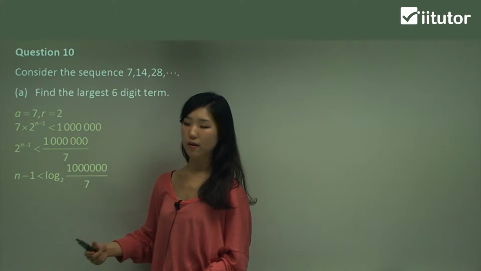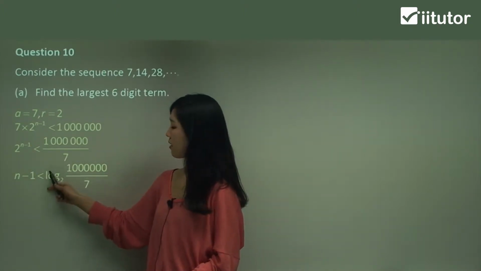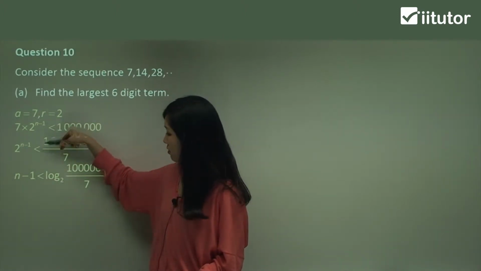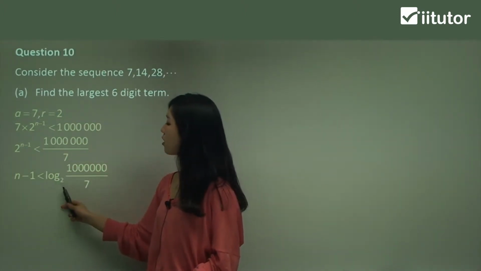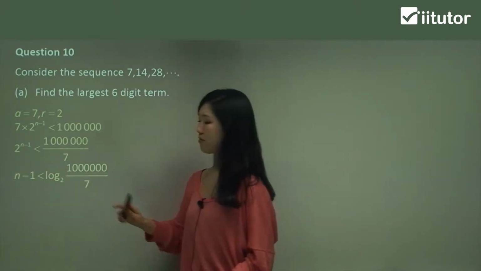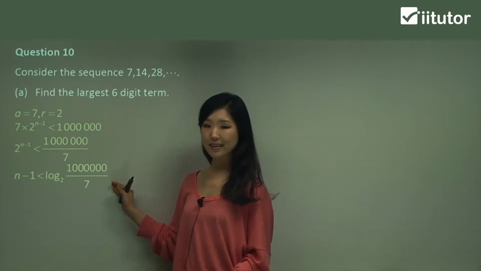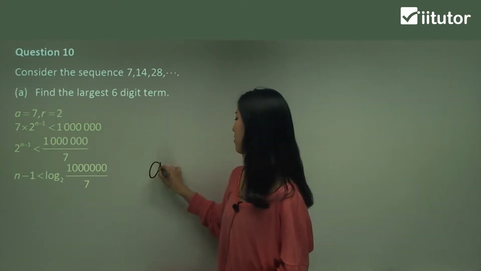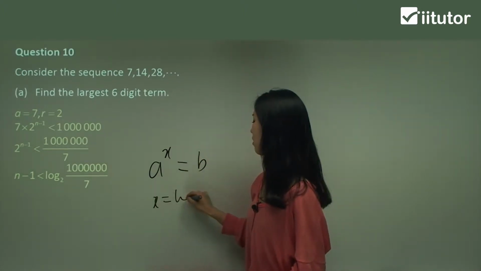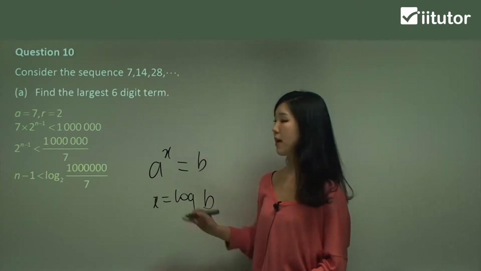Now that we've got that, I'm going to find my n by using my log rule now. Make n minus 1 the subject, and it's not equal to because it's less than, so use your inequality sign. Keep your sign following. Log, that 2 goes down, and this number goes after the log. So 1 million over 7 is over here. Basically, guys, all I used was a to the x equals b, x equals log a b form, this rule. That's all I applied here.